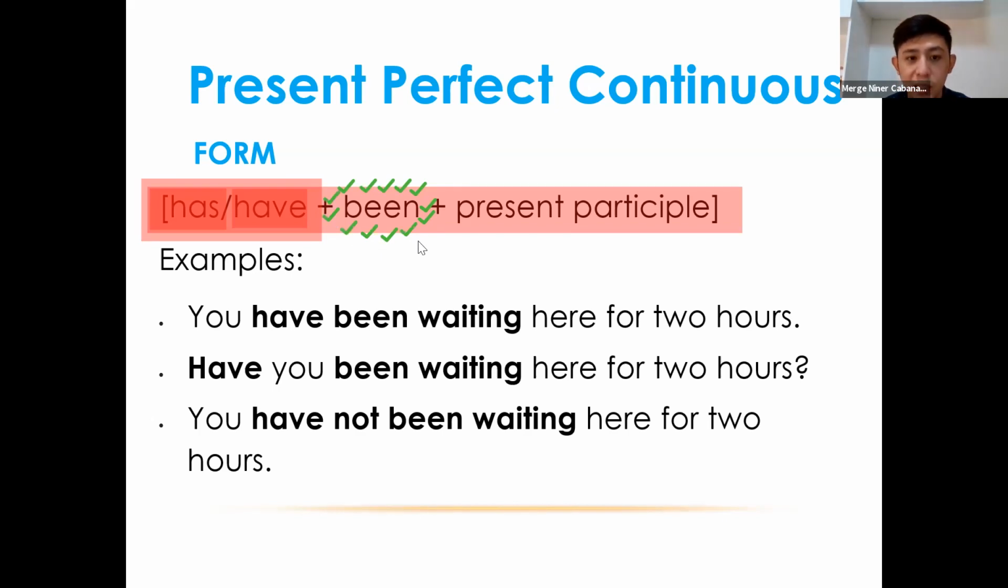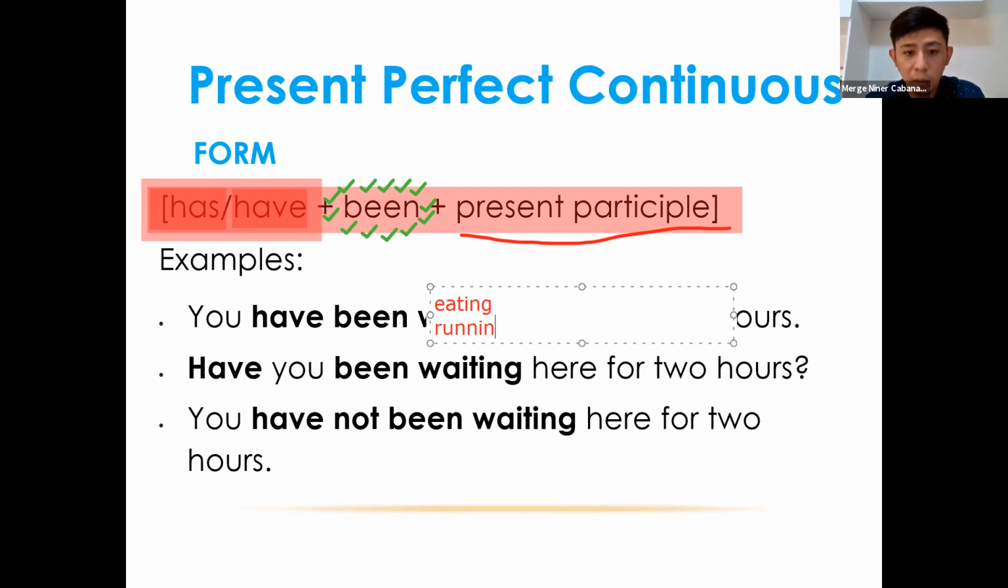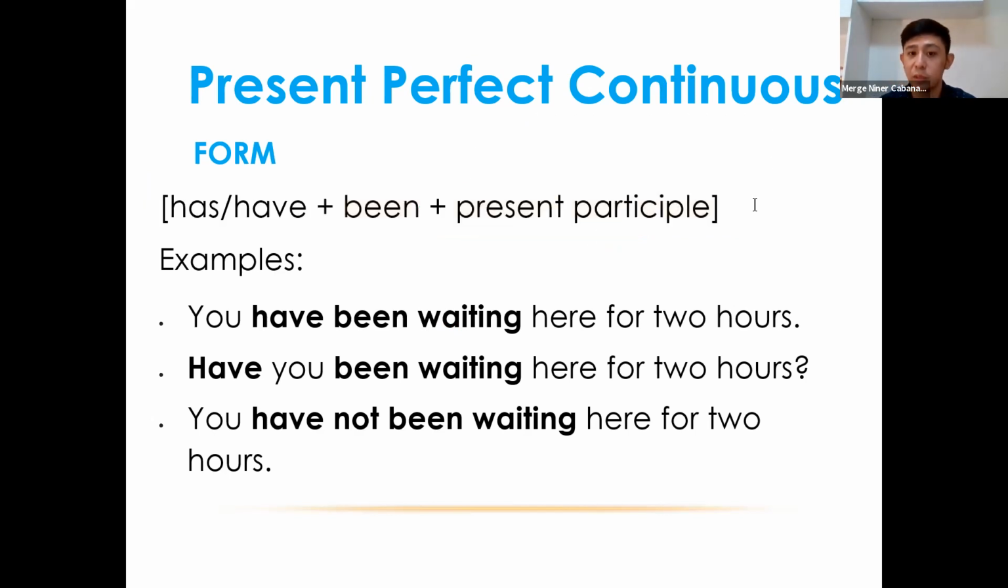We cannot remove this because if there's no been, we're not following the form of the sentence structure and the present participle. So, what about the present participle? Well, for the present participle, you just have to add ing to the words. Like eat will become eating. Run will become running. Sleep will become sleeping. So, has been eating, have been running, has been sleeping. Those are some of the samples that we use for the present perfect continuous tense.